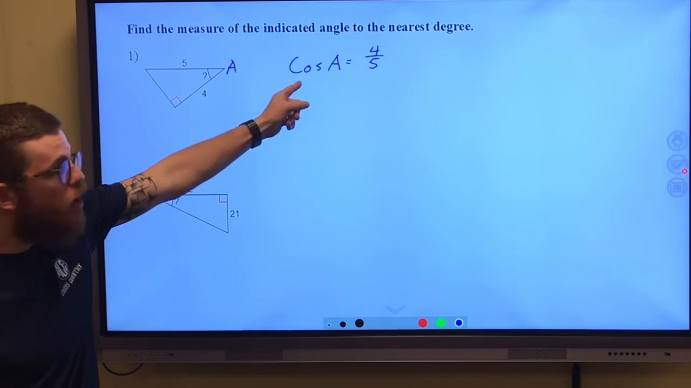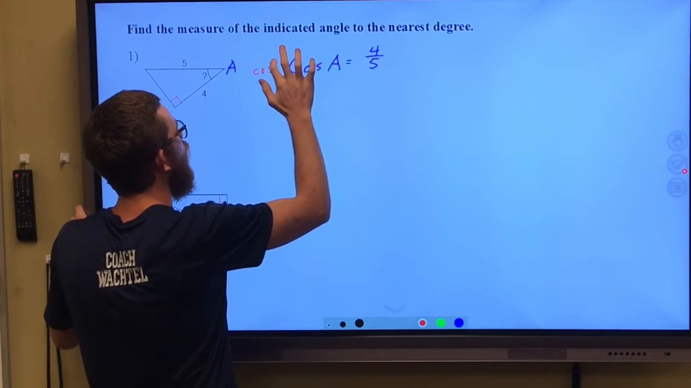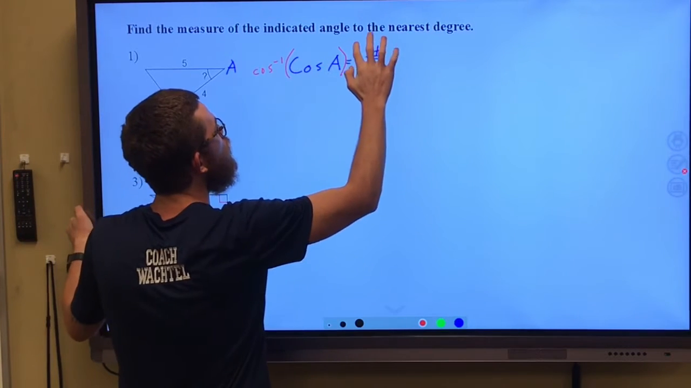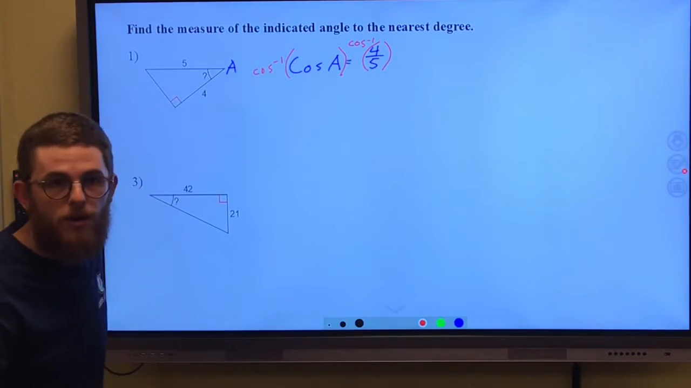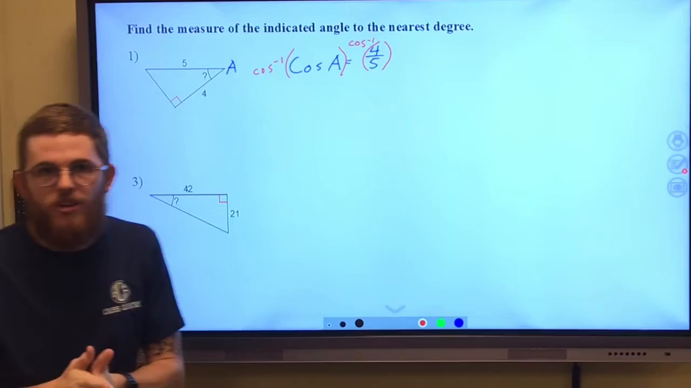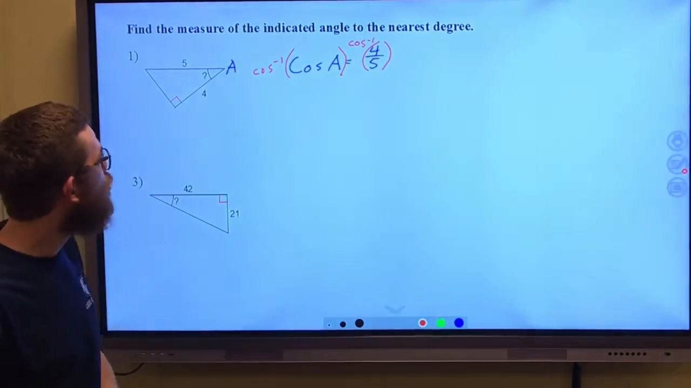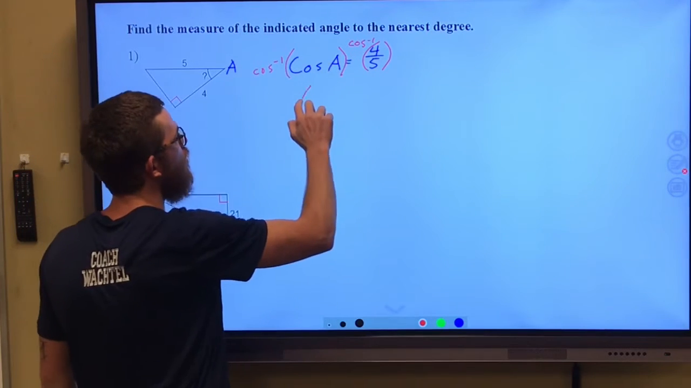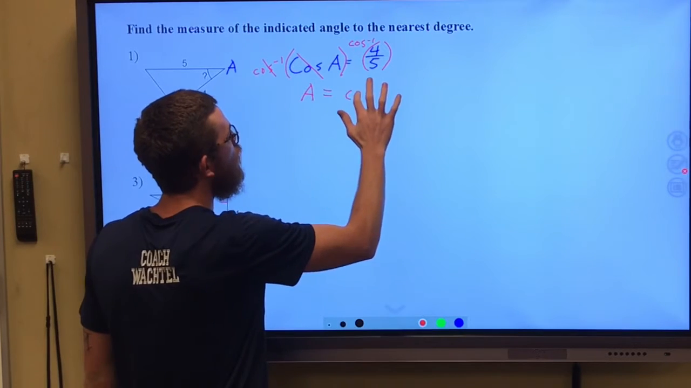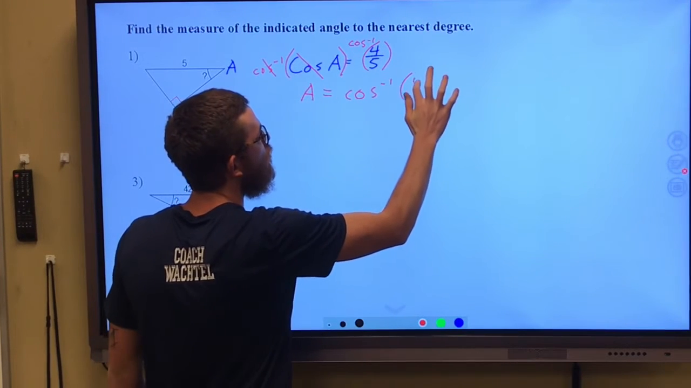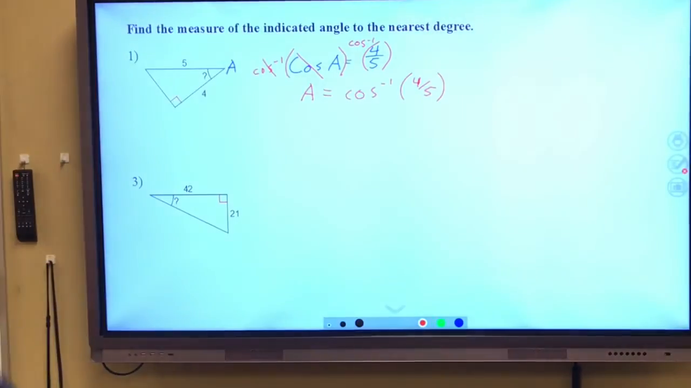We need to undo cosine using something called the inverse of cosine. And so we do this inverse cosine to both sides of our equation. You might also hear someone call this arc cosine. We're just talking about the opposite of cosine, basically. And to undo that, these essentially cancel each other out to get us A. And over here, we have inverse cosine 4 over 5. And we can type that in the calculator.